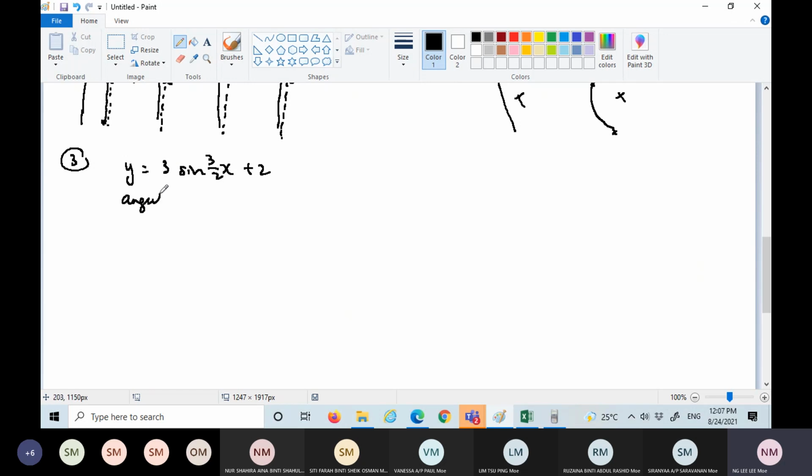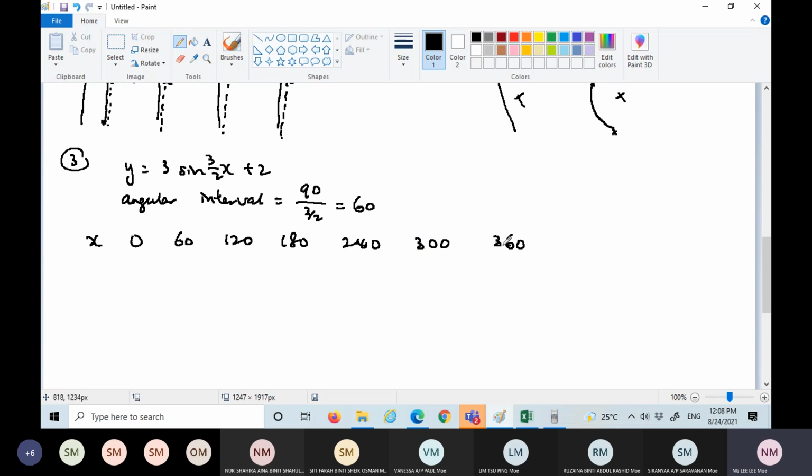So same thing, we find the interval first. 90 divided by the B. B now is 3/2, so here you get 60. Now you have to build the table in the interval of 60. So the next one is 60, 60 plus 60, 120. Plus again 60, 180. Plus again 60, 240. Another 60, 300. Another 60, 360. For Y.